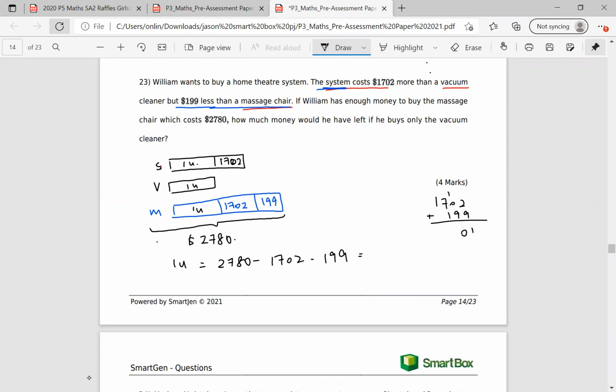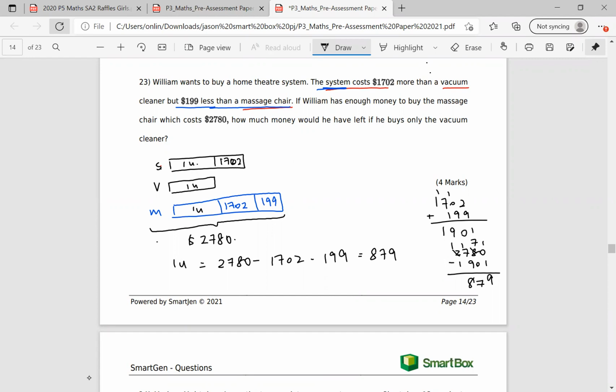So we have 0 here, we add 1 here, so we have 9, 1901, and then we can take 2780 minus 1901. So here is equals to 7. Here is 9, 7, 1, 17, and then 8. So we have 879 here. Then this is for 1 unit.